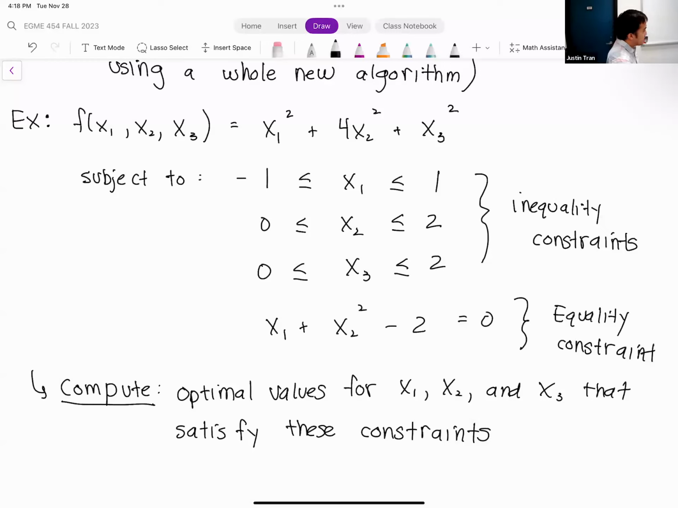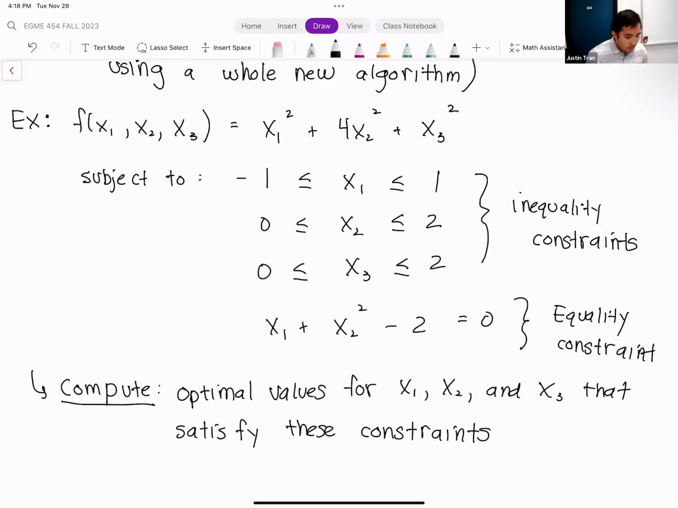So this is an example of a constrained optimization problem where we have an optimization problem, but we have to make sure that our solution follows our constraints. Let me pause here. Any questions on this so far? This is mostly just a recap from last time.